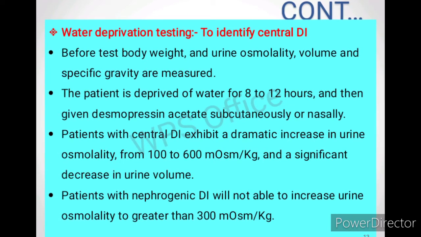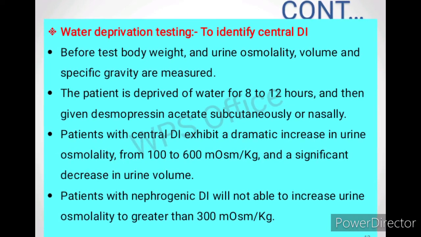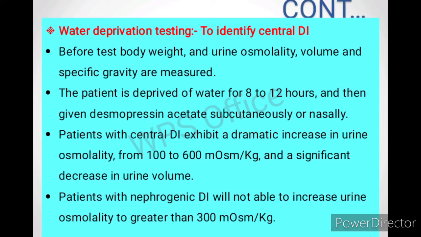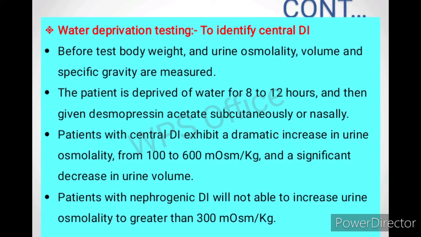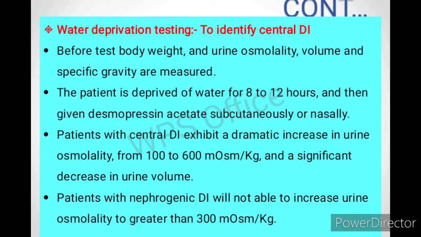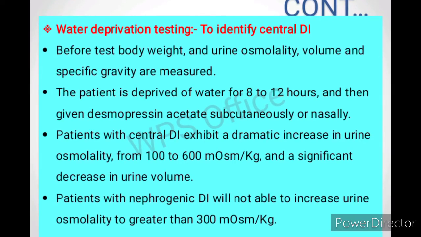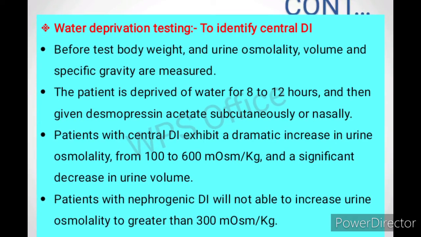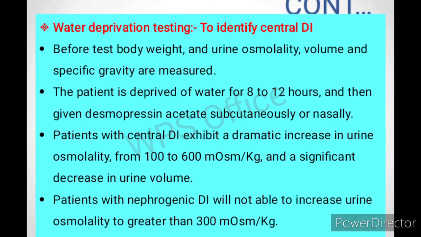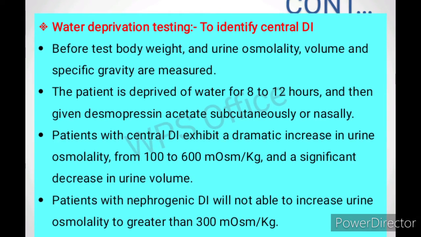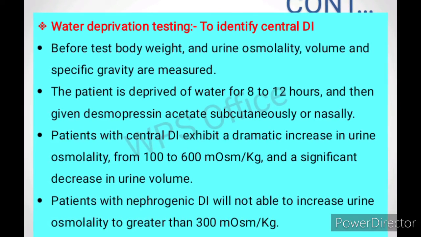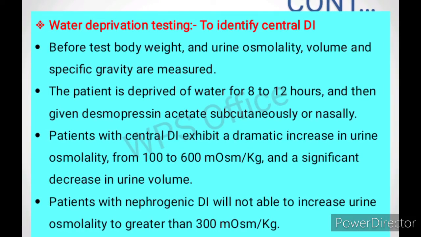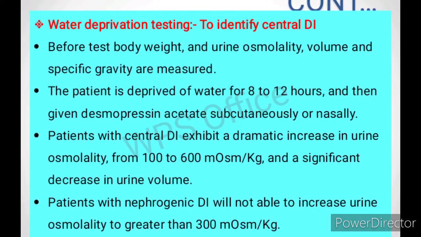Then after that, a patient with central diabetes insipidus will show a dramatic increase in the urine osmolality, from 100 to 600, and a significant decrease in the urine volume. And the patients who have nephrogenic diabetes insipidus will not be able to increase the urine osmolality greater than 300. So these are the diagnostic tests.